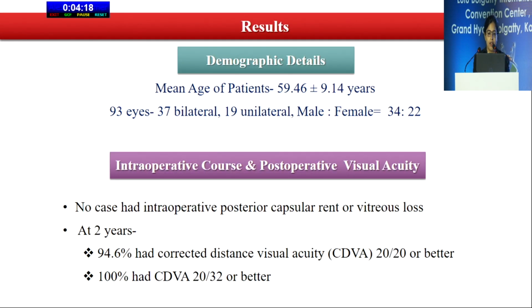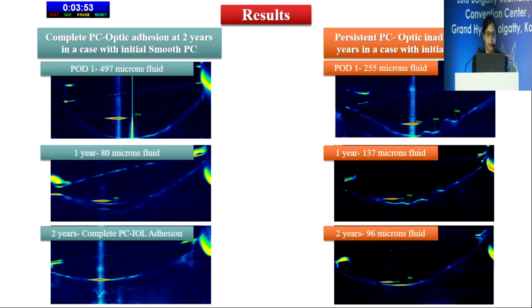These are the demographic details of the patients. The mean age was 59.46 plus minus 9.14 years. 93 eyes were implanted, 37 bilateral, 19 unilateral. Intraoperatively, no case had any posterior capsular rent or vitreous loss. At 2 years, 94.6% had a corrected distance visual acuity of 20/20 or better, and 100% had a corrected distance visual acuity of 20/32 or better.